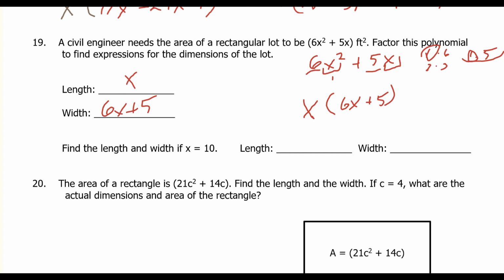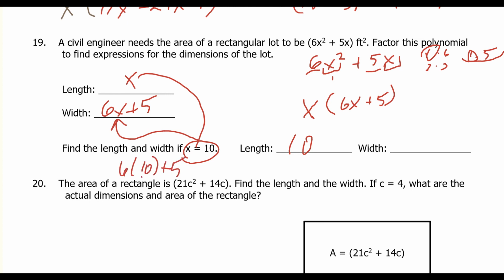It says to find the length and width if x equals 10. Now the length, we're just going to plug this in for x. The length would be 10. And then we take the 10 and plug it in for x here. So that would be 6 times 10 plus 5. 6 times 10 is 60 plus 5, which is going to be 65. And there's the end of the problem.